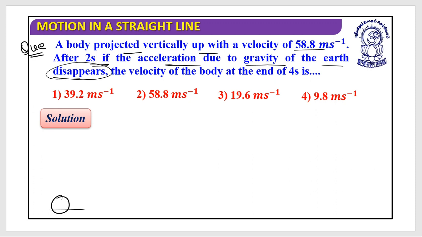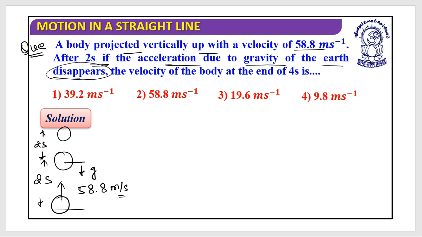So this is the object that has been thrown vertically upward with a speed of 58.8 meter per second. This is the journey of 2 seconds, and this is its journey of the remaining 2 seconds, from 2 seconds to 4 seconds. Up to here gravity is there, and gravity must be pulling it in the downward direction.